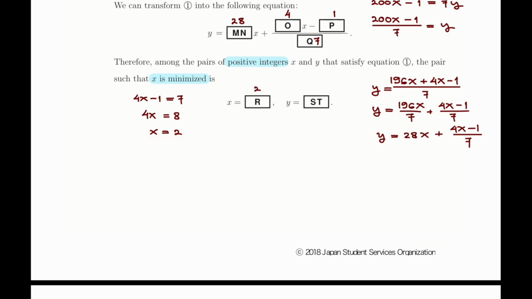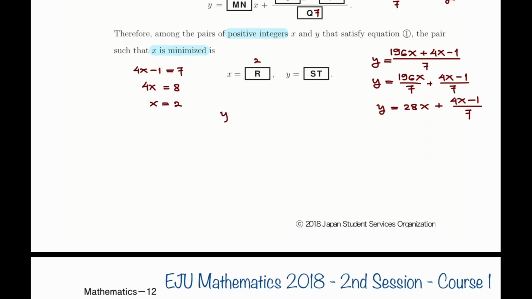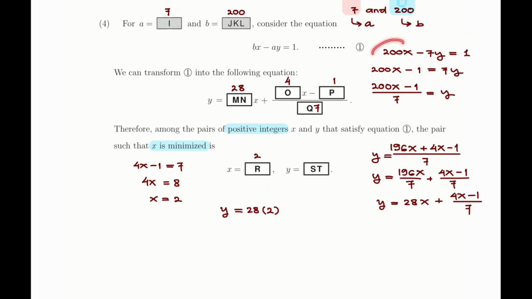After I got x equals 2, I can find y. Substitute it into this equation, or you can substitute it into the other equation as well. You choose by yourself. If I substitute it into this equation, I obtain 28 times 2 plus 4 times 2 minus 1 over 7. 28 times 2 is 56, plus 1. My final answer for S and T is 5 and 7.